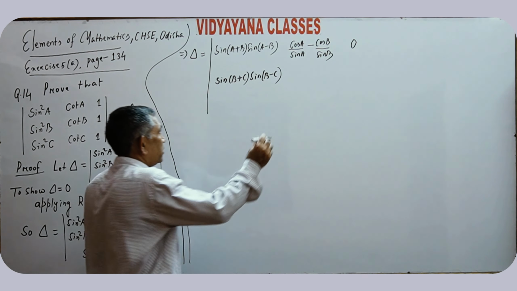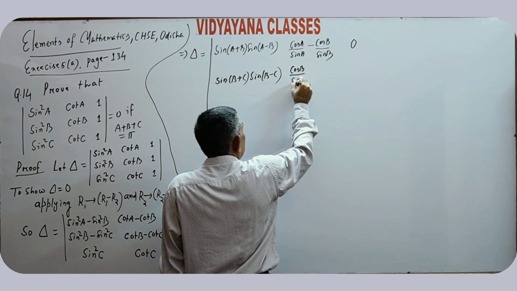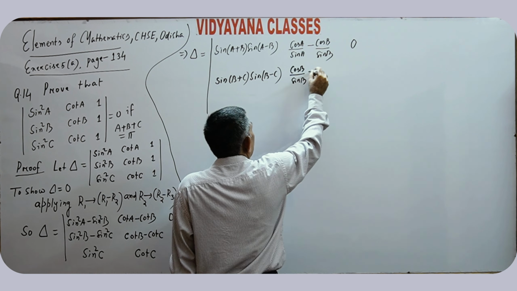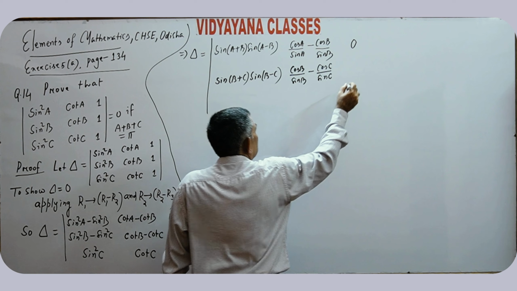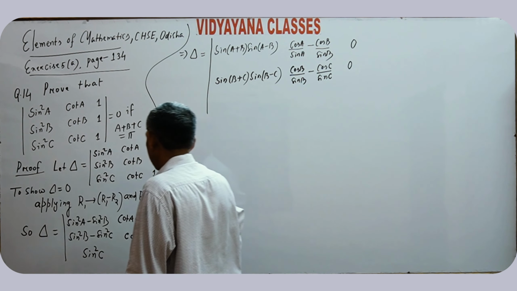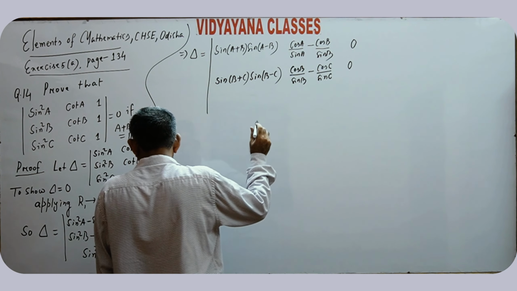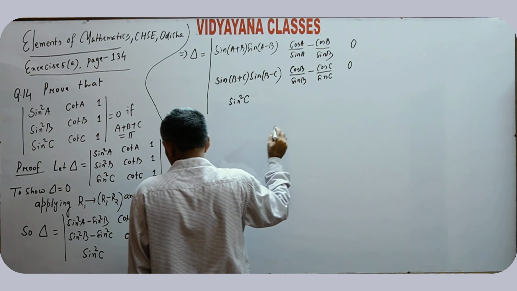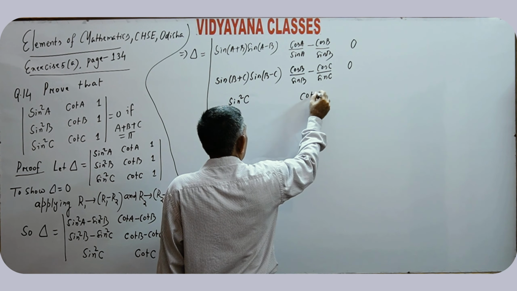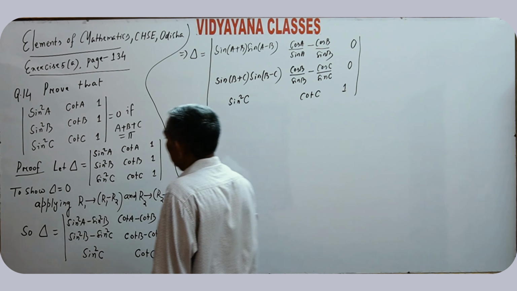Cot B minus cot C, that is cos B divided by sin B minus cos C divided by sin C, and it is 0. Clear? The third row remains same, that is sin square C, cot C and 1. Clear?